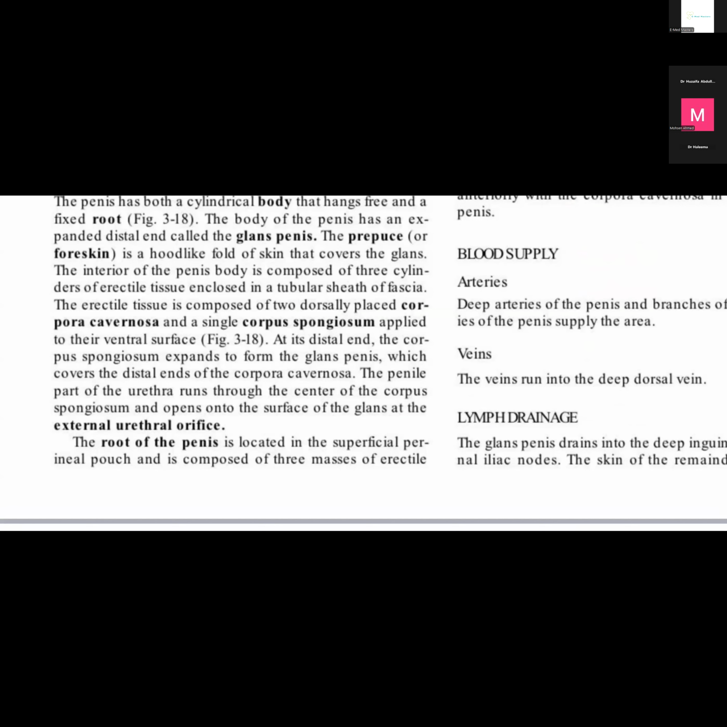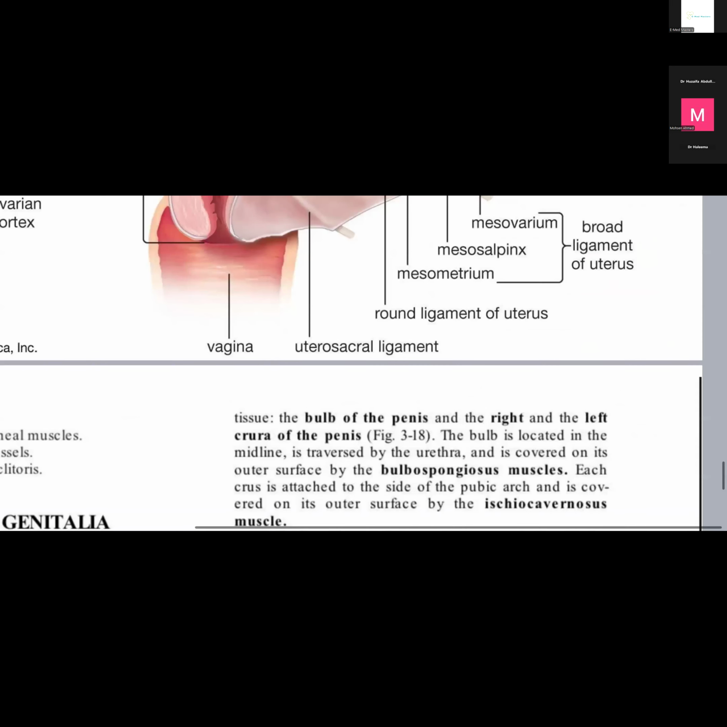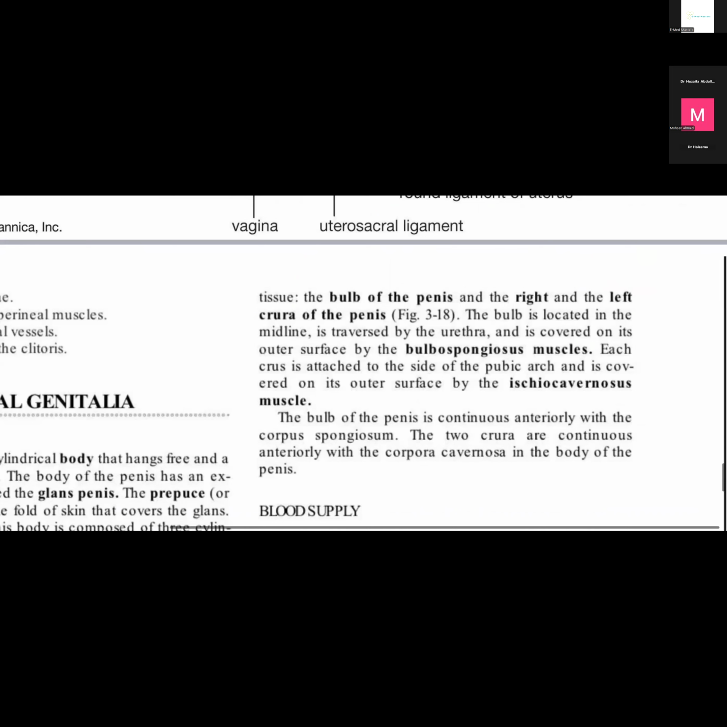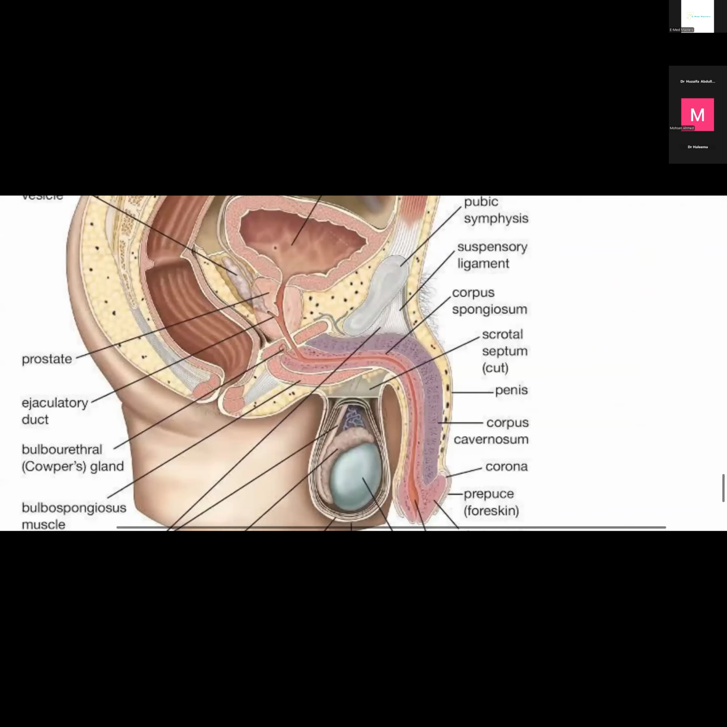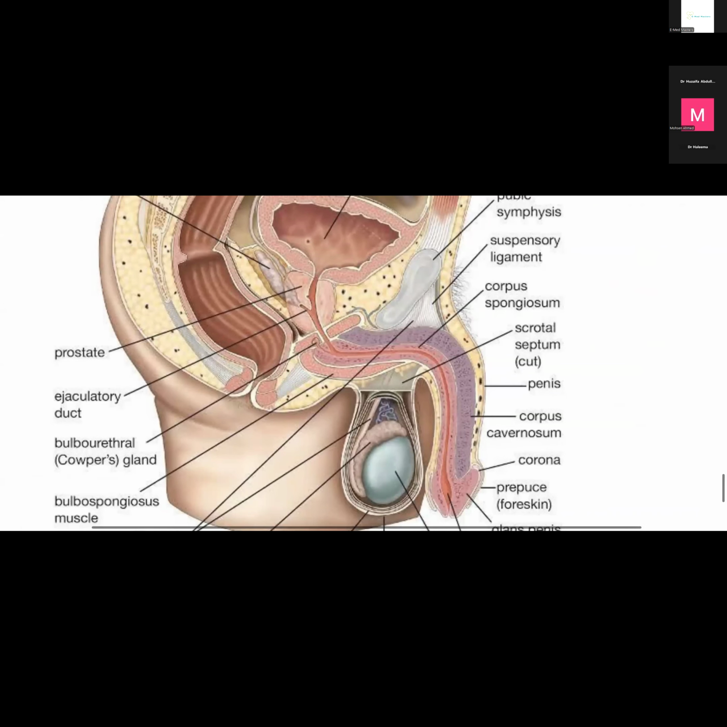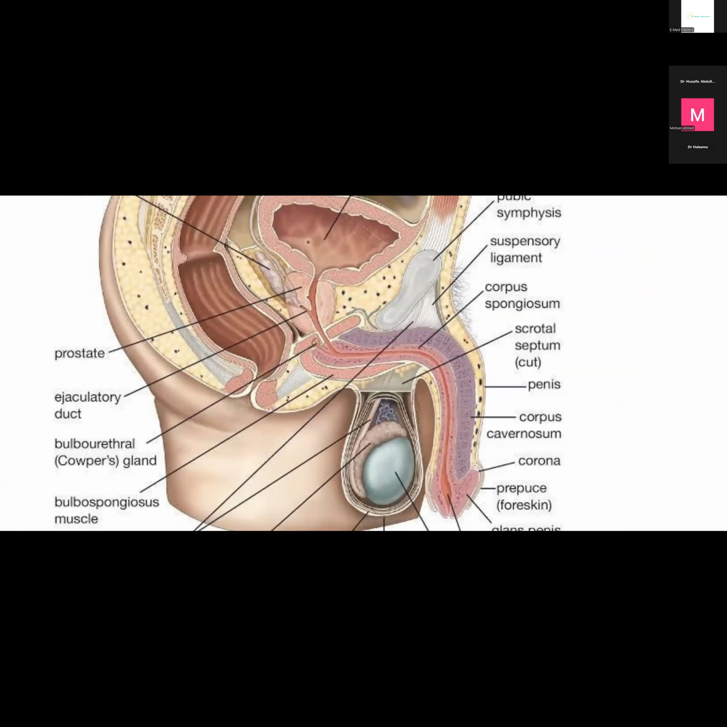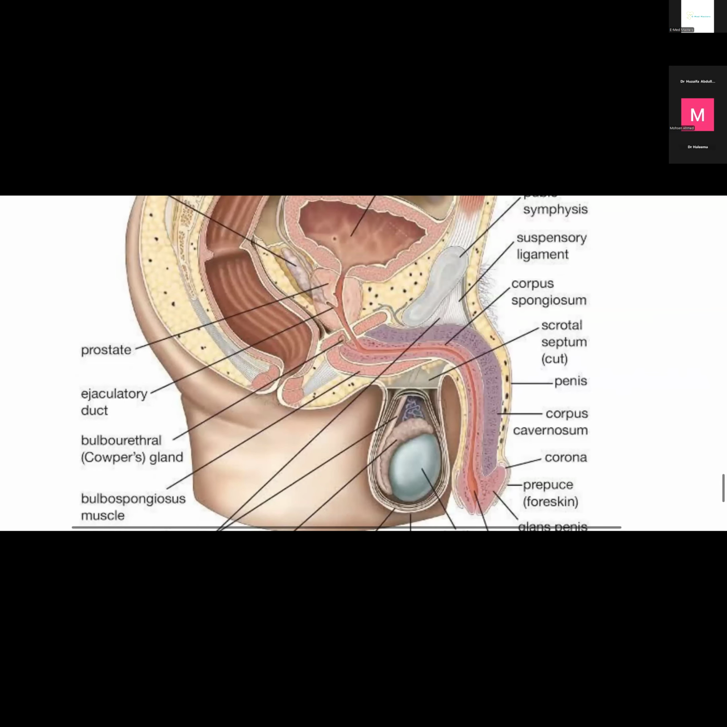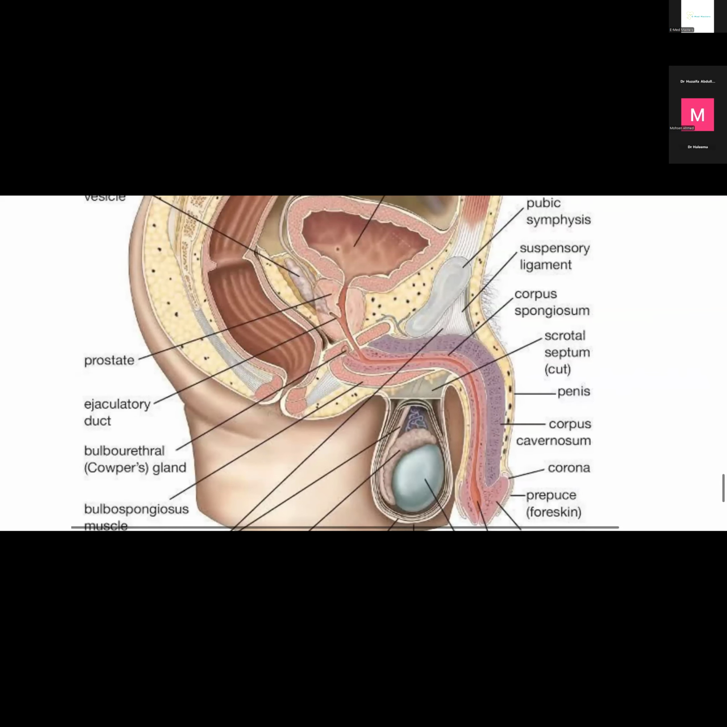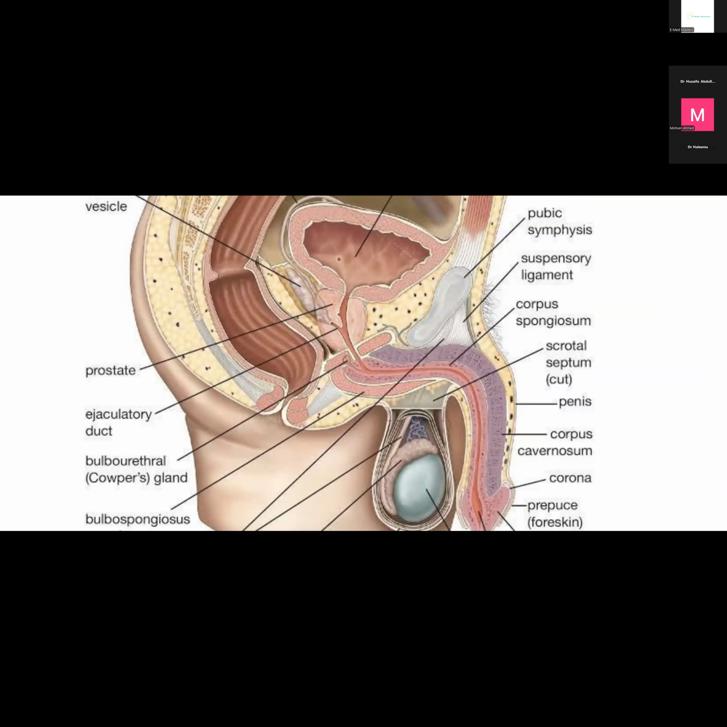So, moving to the root of the penis. The root of the penis is located in the superficial perineal pouch. It is also composed of three masses of erectile tissue that consist of the bulb of the penis, and the right and the left crus of the penis. You can see here the root of the penis contains the bulb and the two crura. This is the bulbospongiosus and the two crura.